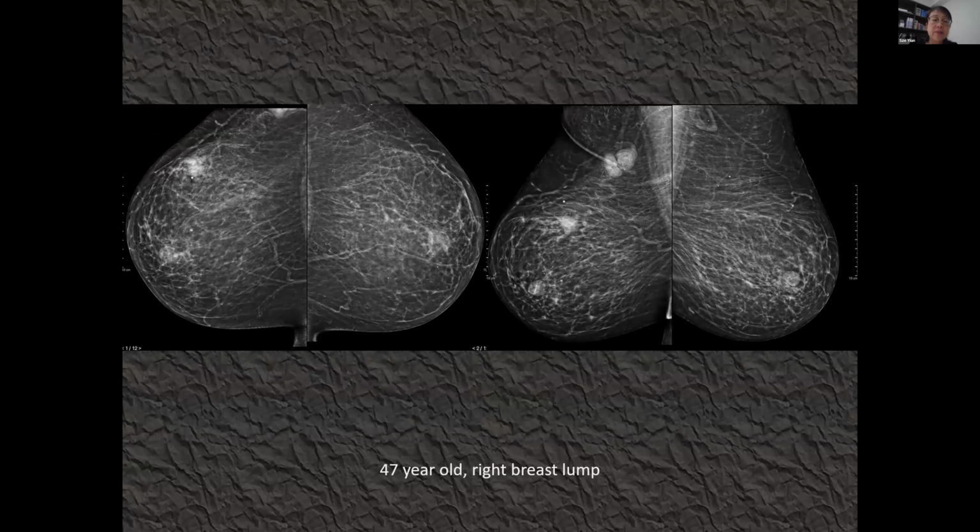This next patient, she's 47. She presents with a right breast lump, and we can see a mass here in the right upper outer quadrant, as well as an enlarged axillary node here in the right axilla. And as you can see from this set of mammography images, her breasts are very generous.